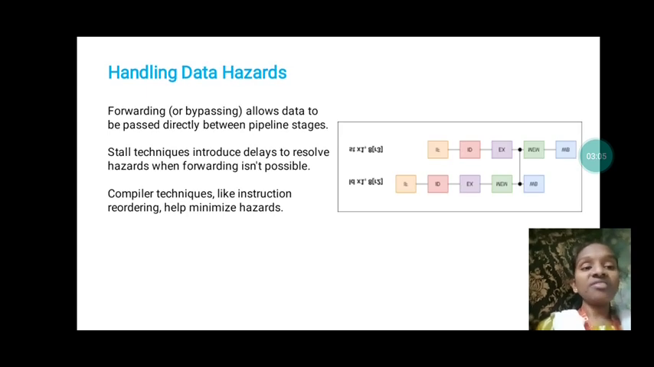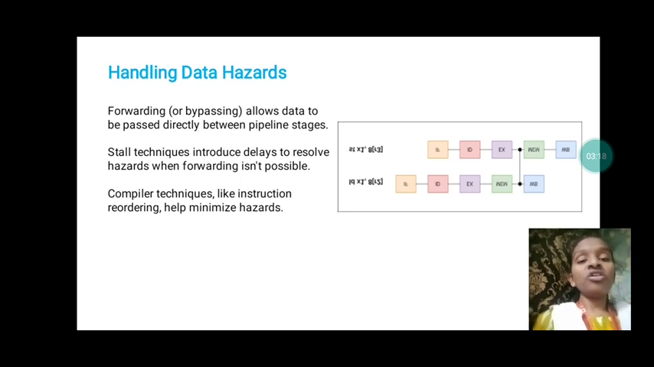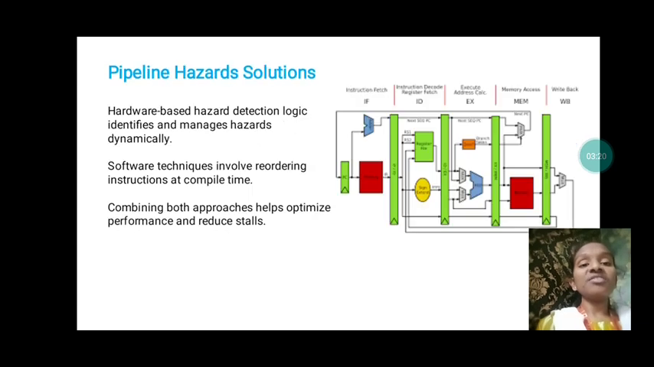Handling data hazards. Forwarding allows data to be passed directly between the pipeline stages. Stall techniques introduce delay to resolve hazards when forwarding isn't possible. Compiler techniques like instruction reordering help minimize hazards.